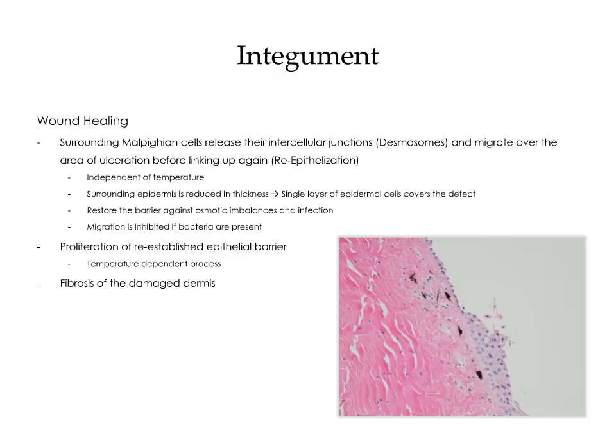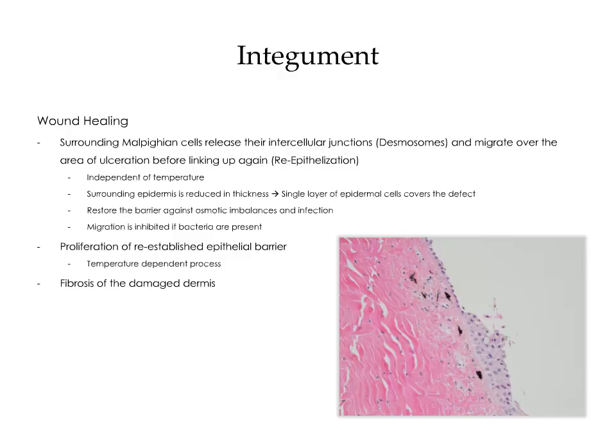A damaged epidermis is quick to heal. There are a number of different stages in wound healing. Firstly, the surrounding Malpighian cells will release their intercellular junctions and migrate over the area of ulceration before linking up again. This process is known as re-epithelialization.